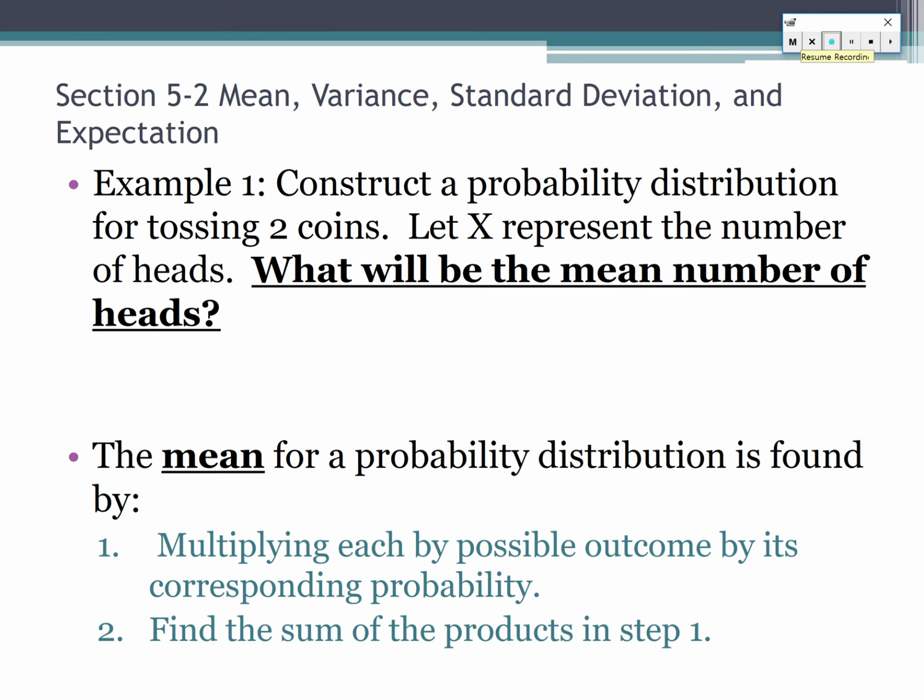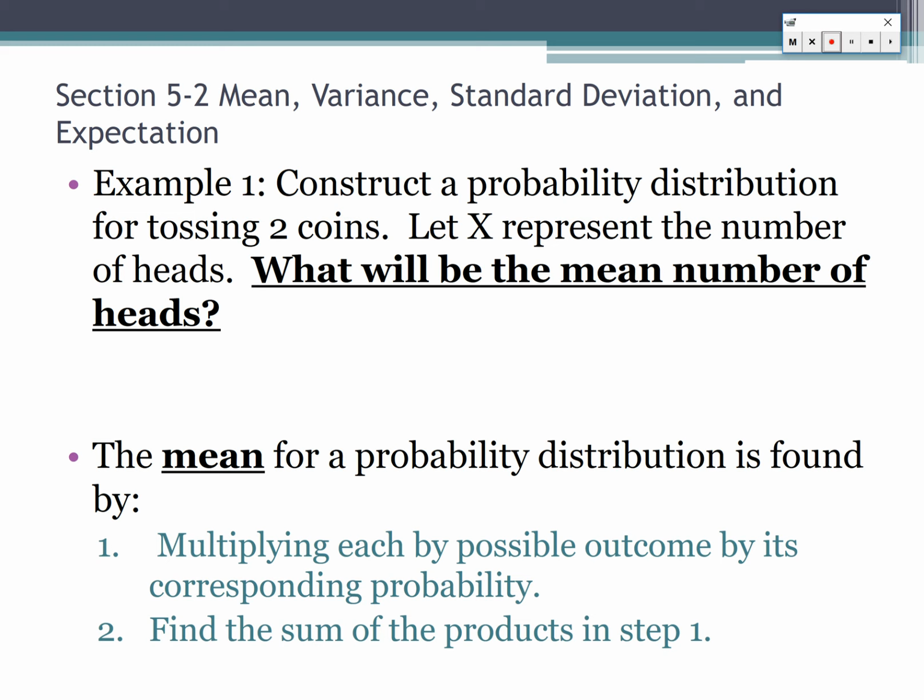So yesterday, you guys learned about probability distributions. You created them, you created graphs for them, you looked at all the characteristics of them. So now today we're going to build off that, and we're going to find the mean, variance, and standard deviation for our probability distributions.